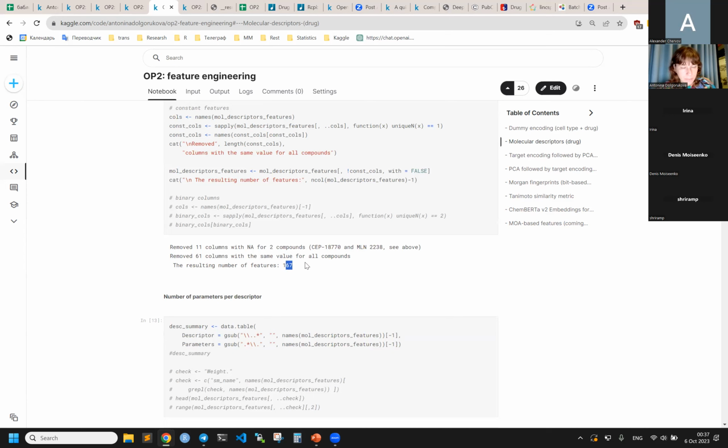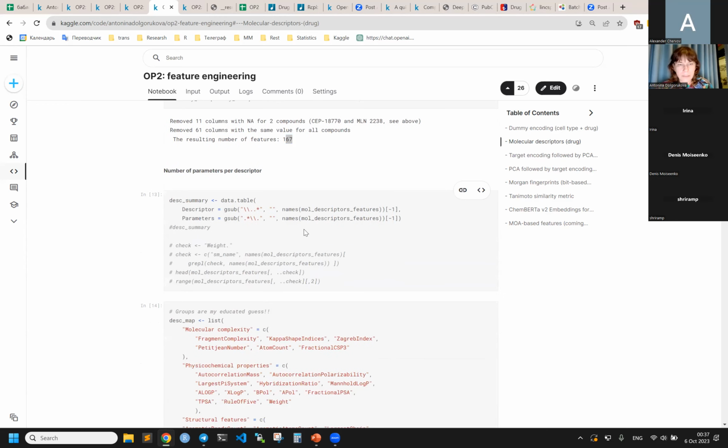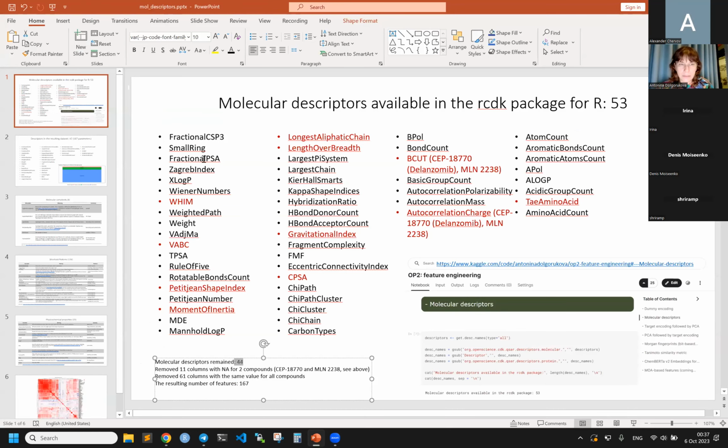And we come up with 167 parameters. I say parameters, not descriptors, because each descriptor is represented by several parameters. It may be like small ring, which includes about 7 parameters. You get not one value, but 7 values, vector values. And each descriptor has from 1 to maybe 33 different parameters, so that from 42 descriptors we have 167 features.